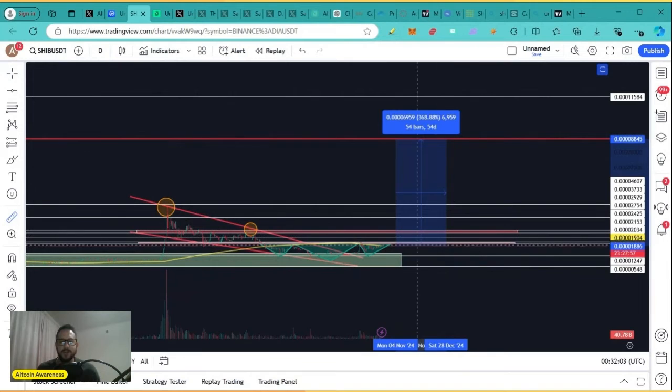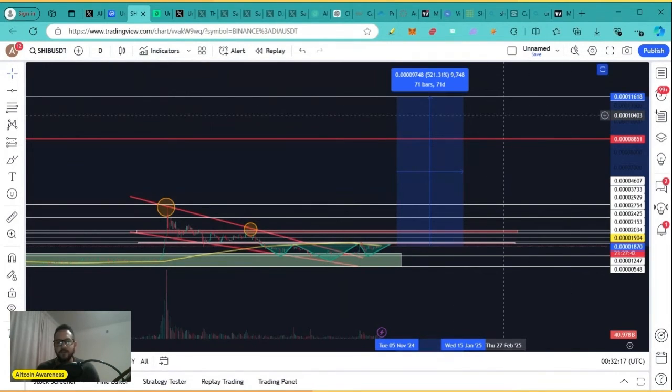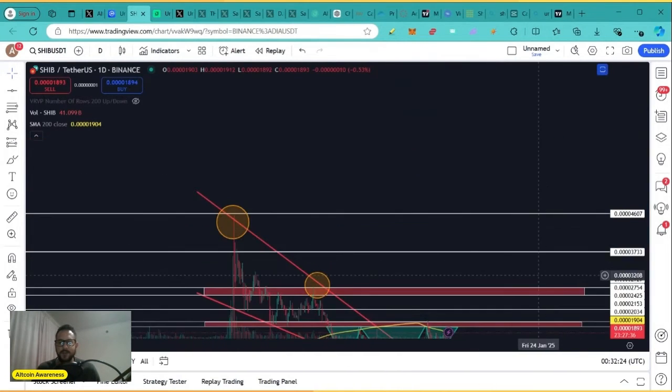This is my target. I gave you this before in another video. My target for this bull run is located at 0.301161, and that's over a 500% move. A 5x for Shiba Inu is nothing during this meme coin super cycle. So that's all I had for you today.